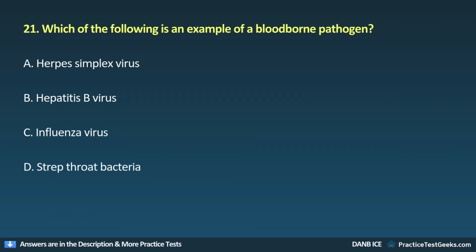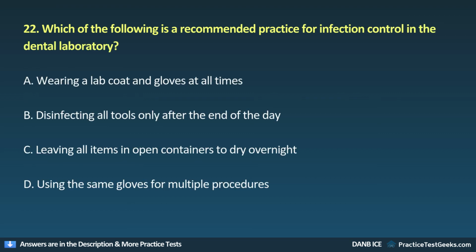21. Which of the following is an example of a blood-borne pathogen? A. Herpes simplex virus. B. Hepatitis B virus. C. Influenza virus. D. Strep throat bacteria.